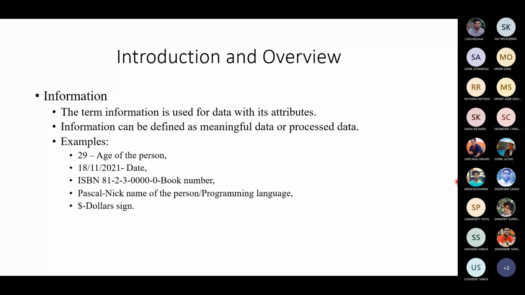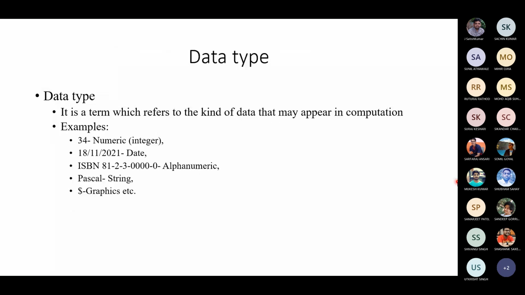Once we understand the difference between data and information, we'll now try to understand what a data type is. Okay, so data type is a term which refers to the kind of data that may appear in the computation. This we already studied in C programming, right? So each data will have some type, and we categorize the different kinds of data that we need to compute. For example, when I say 34, it is a numeric integer type.